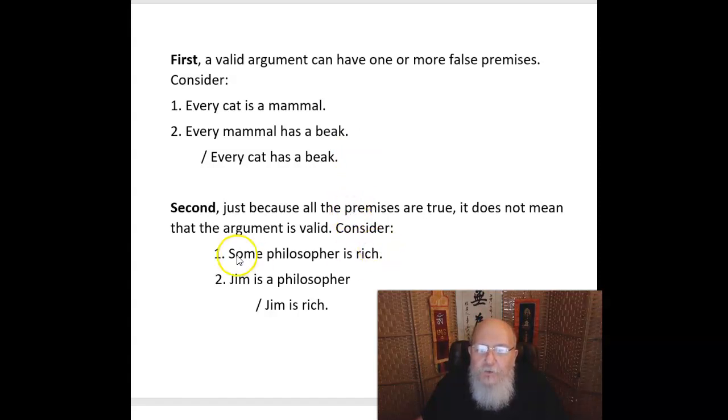So consider this one. Some philosopher is rich. I happen to know one. Jim is a philosopher. That's true. That's me. But it's definitely false that Jim is rich. This is a sad but true fact. I got so sad I screwed up talking about it.